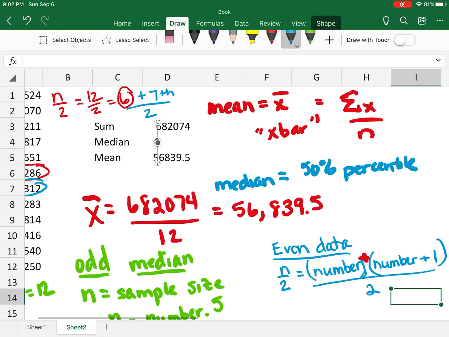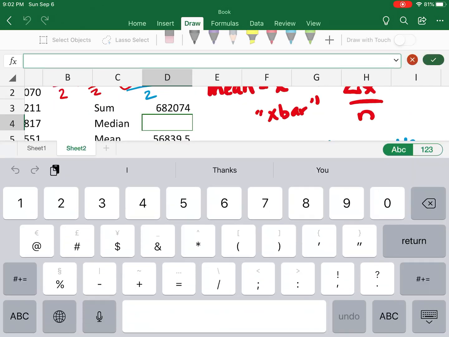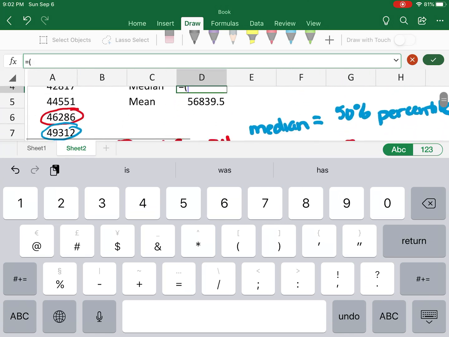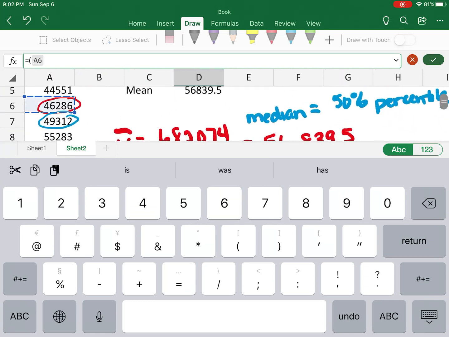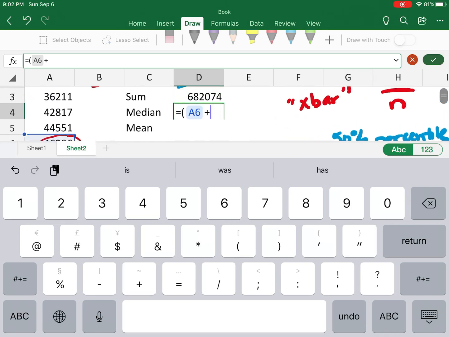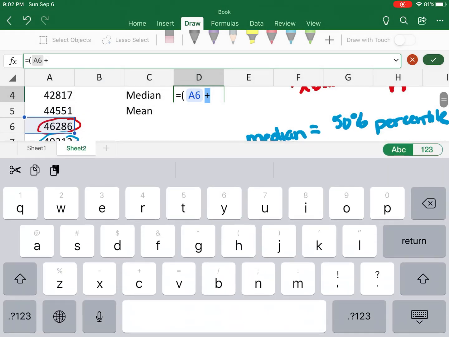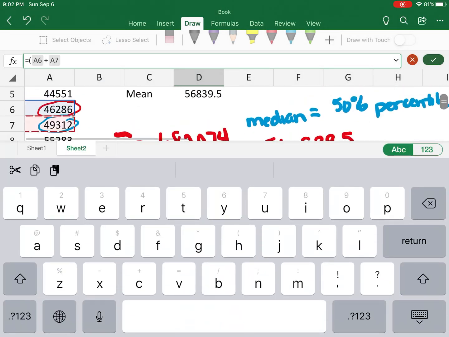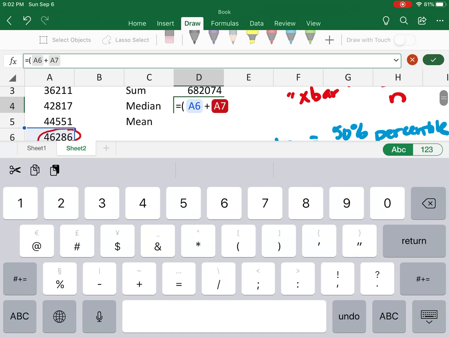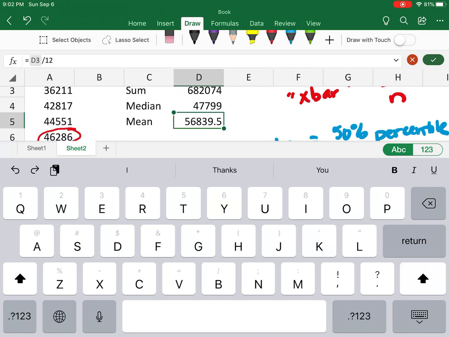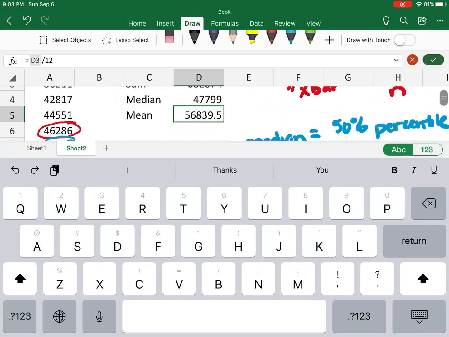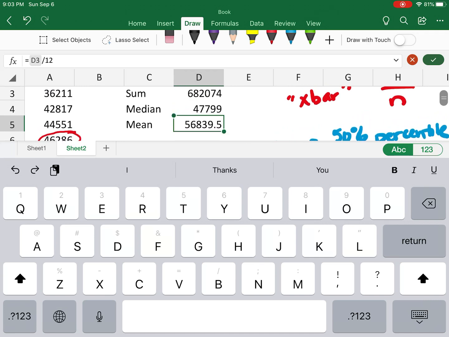So in this cell right here, I'm going to do equals, open parentheses, the 6th observation, which is this value right here, plus the 7th observation, which is this value right here. Close those parentheses, and then I'll divide it by 2. And I get a median of 47,799. So this is how you find the mean and the median.